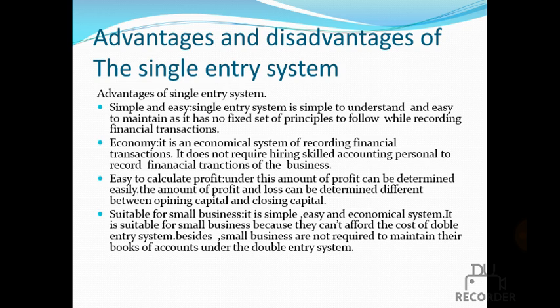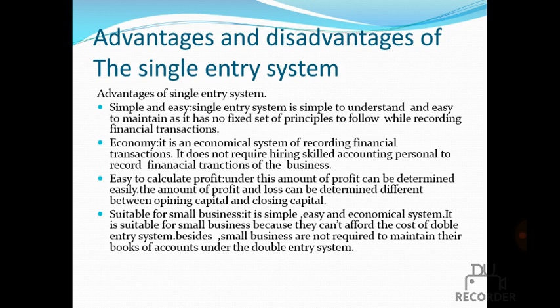And another point is suitable for small business. Single entry system is a simple, easy and economical system. It is suitable for small business because they can't afford the cost of the double entry system. Besides, small businesses are not required to maintain their books of accounts under the double entry system.